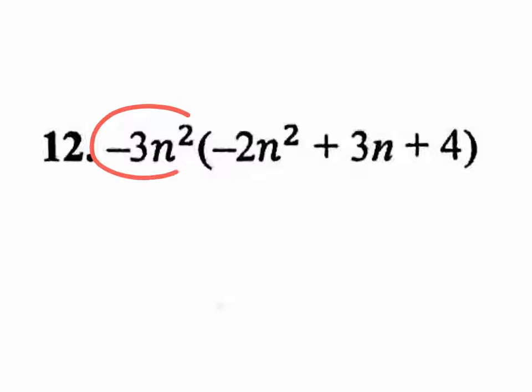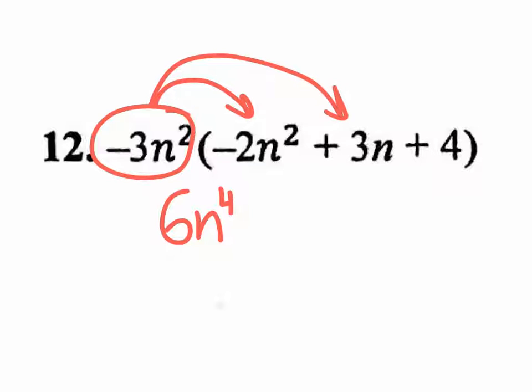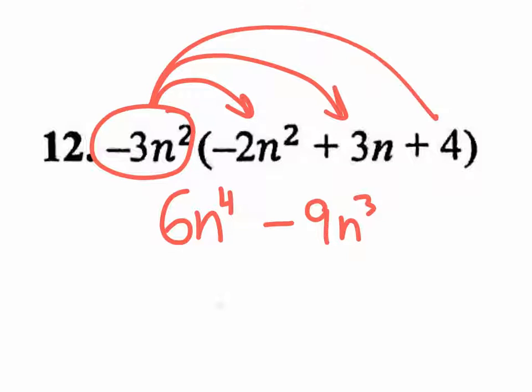We're going to take this negative 3n squared and multiply it here. What is the coefficient negative 3 times the coefficient negative 2? That is positive 6, right? And how about n squared times n squared? N to the fourth. You simply add them when you're multiplying, right? You add the exponents. And then you go negative 3n squared times positive 3n. How about the coefficient negative 3 in the front times the positive 3 that's in the middle right there? Negative 9. And how about n squared times n? N to the third.